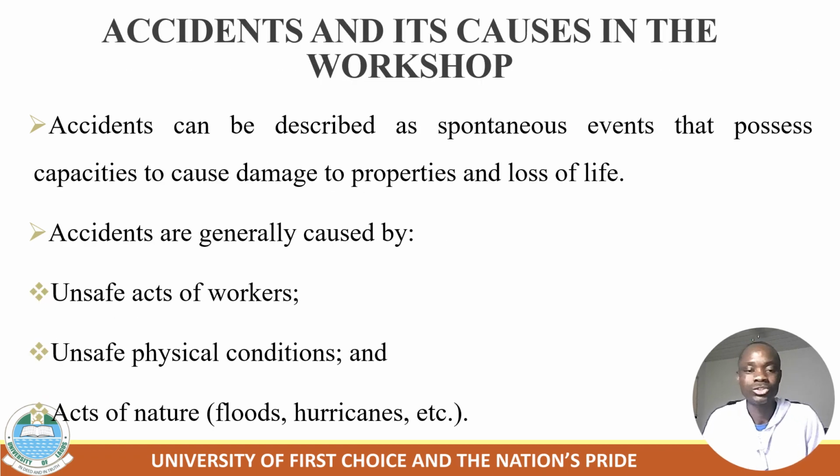Accident and its causes in the workshop. What is meant by accident? Accident can be described as spontaneous events that possess the capability to cause damage to property and loss of life. Accidents are generally caused by, one, unsafe acts, unsafe practices of workers. It's also caused by unsafe physical conditions. And the third one is act of nature, like flood, hurricane, among others, natural occurrence events that can lead to accidents. But the ones that are common in the workshop are unsafe practices or unsafe acts of workers and unsafe physical conditions.